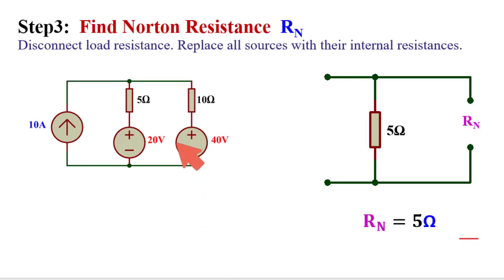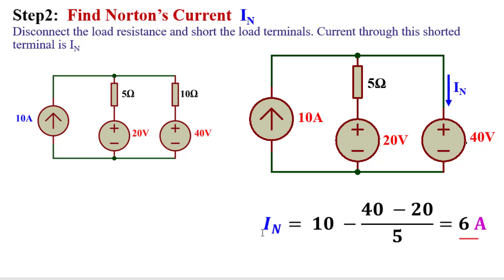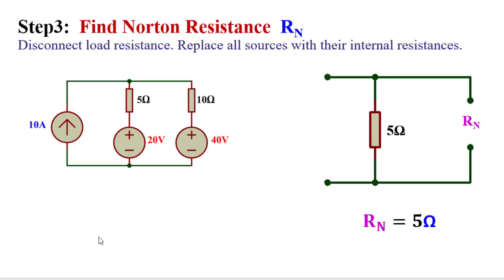Next, to calculate RN, as this is the load, it will be open. This is a voltage source, so it is short circuited. This is a voltage source, this is shorted. This resistance stays as it is, and this is a current source, so it is open. So ultimately the circuit is this one. So the value of RN is just 5 ohm. So what do we get? IN is 6 ampere and RN is 5 ohm.